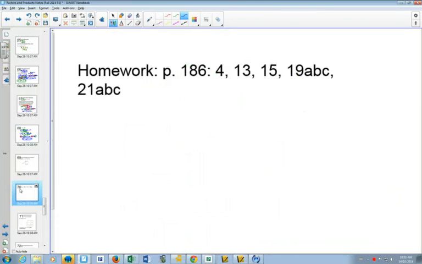And we've got about 10 minutes left. So there's some time to practice.